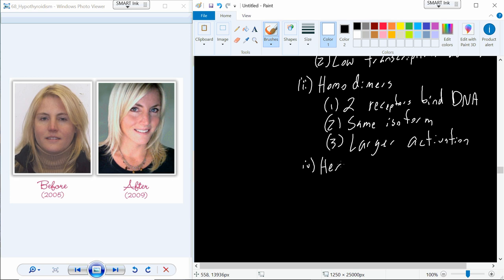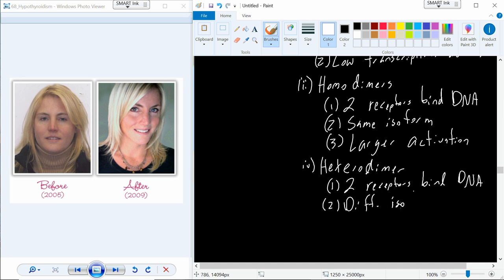The thyroid hormones will also generate heterodimers. Again, we're going to have two receptors that bind the DNA. This time it's two different isoforms, so a mix maybe of beta 1 and beta 2 or beta 1 and alpha 1, etc. This creates a larger activation. And again, that's transcriptional activation.